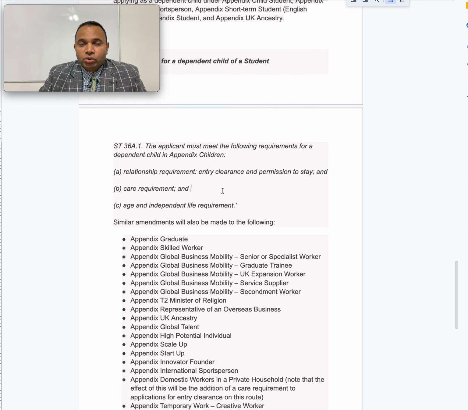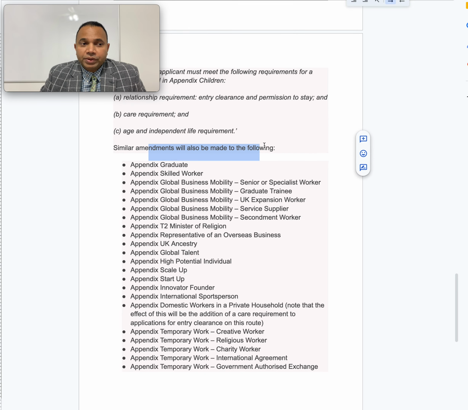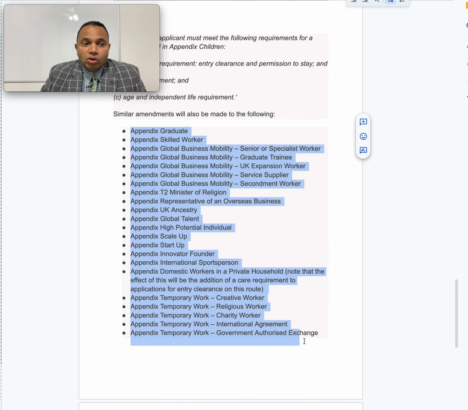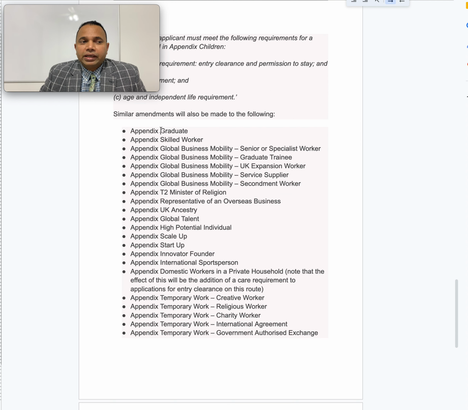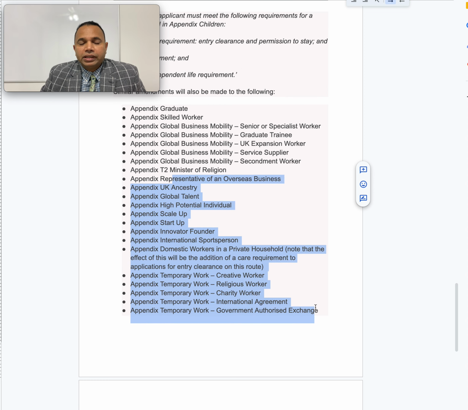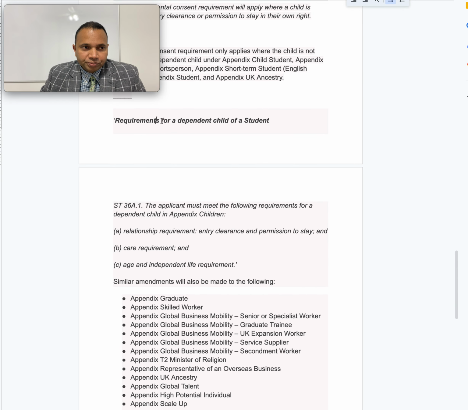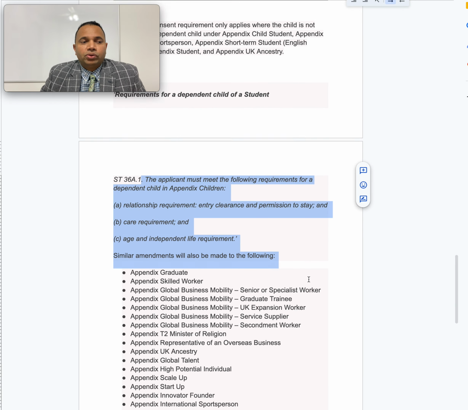If they go to the university or go to work on a skilled worker visa, someone else should be there to take care of them. So that is a care requirement, very important. Age requirement: under 18 years of age. Independent life: they should not be living an independent life. Similarly, these changes will also be brought into similar amendments to all these appendices. They are mainly work related categories: graduate route, skilled worker, all the GBM categories, then Minister of Religion. Most of them are work related categories, and the same changes will be brought into play. These requirements will be copied into those appendices also.